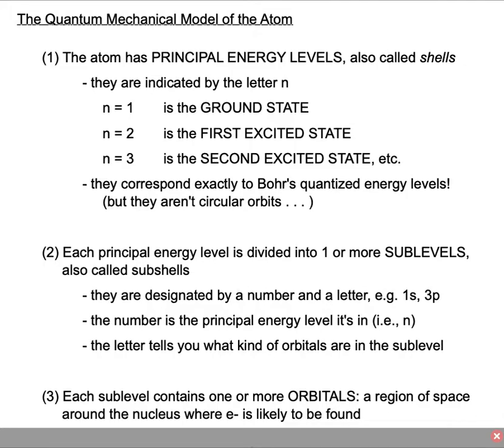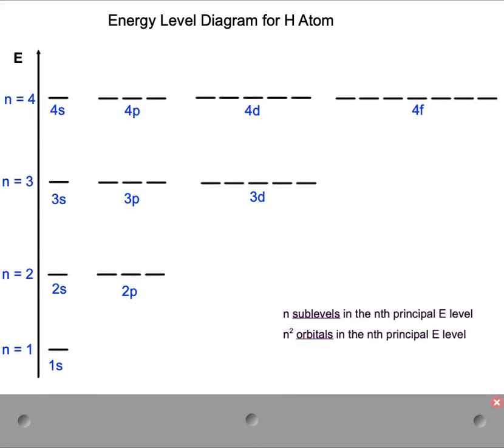On the next slide, I'm going to show you a potential energy diagram that shows the first 4 principal energy levels in the hydrogen atom. Energy is increasing from bottom to top, and I have the 4 principal energy levels, n equals 1 through n equals 4, labeled. Let's start at the bottom. In n equals 1, the first principal energy level, there is a single sublevel called the 1s sublevel, and it contains a single orbital indicated by the horizontal line above the 1s.